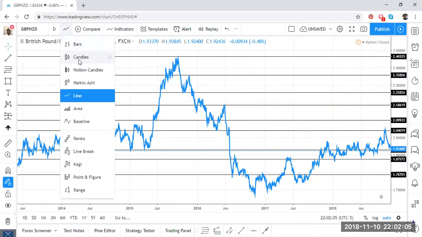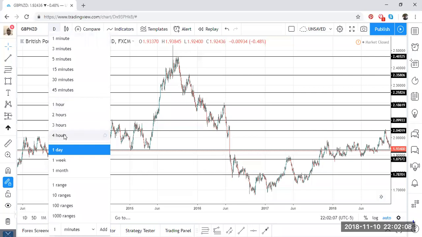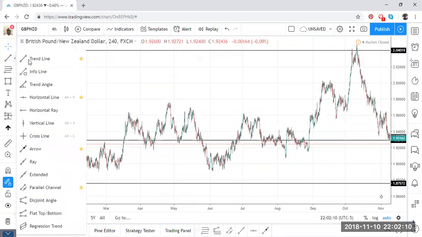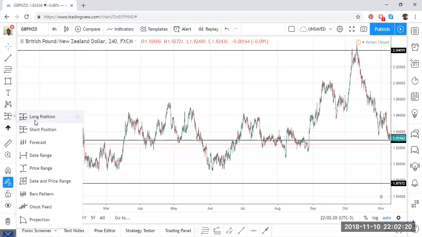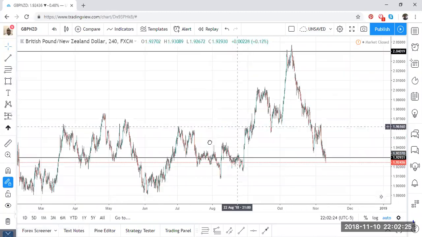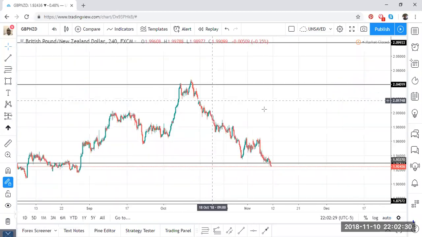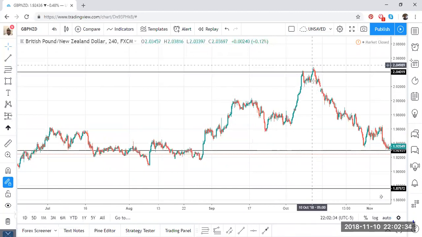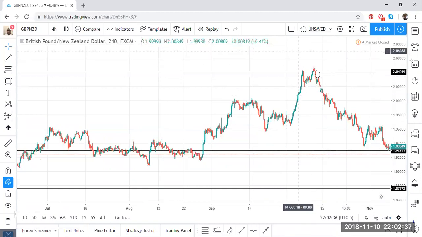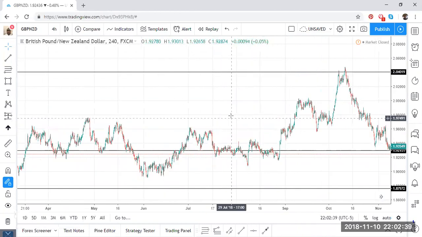So candles, 4 hour. You get your horizontal line from here, the trend line, horizontal line, text box, rectangle, and long and short position. That's all you really should need. The more confirmations you have, the better. Say you have a trend plus an engulfing, or a break and a retest plus a trend, whatever the case may be, then you should be good to go.